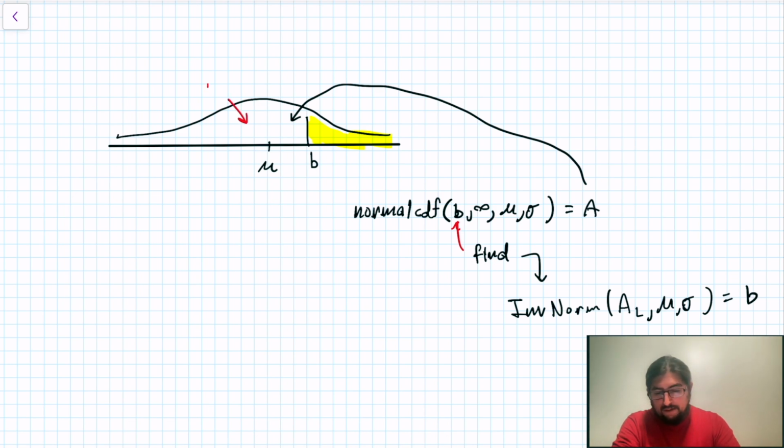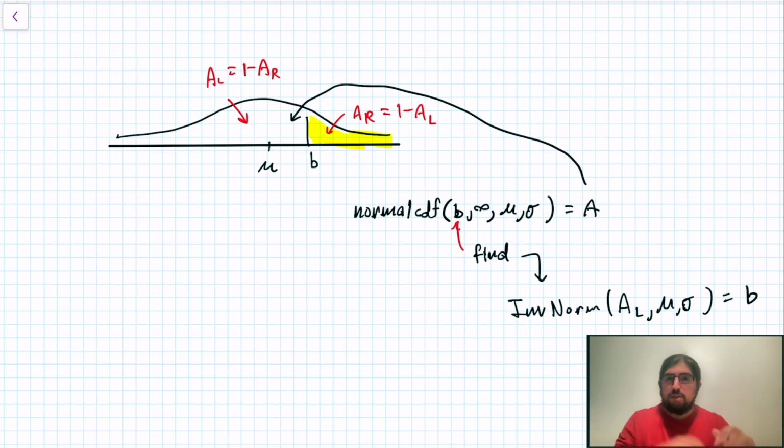Now, there are two areas here. There's the area to the left, which I call A sub L, and the area to the right, A sub R. It actually doesn't matter which one you have because they're complements of each other. The entire area under the curve is 1, right? So whatever A_R is, it's 1 minus A_L, and vice versa, whatever A_L is, it's 1 minus A_R. Because those two areas separated by B add up to the entire area under the curve, which is 1.